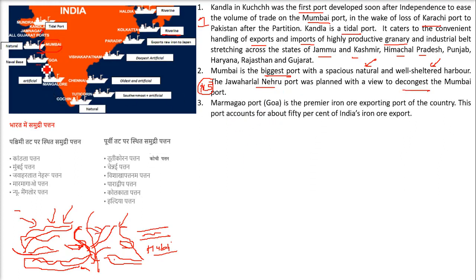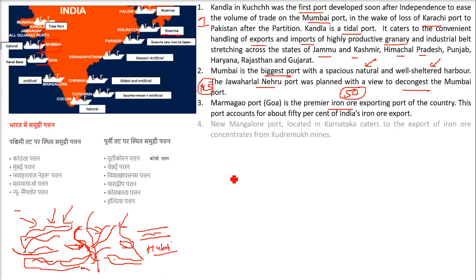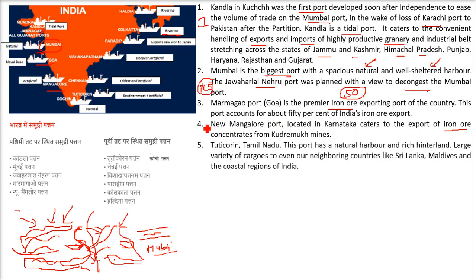Then we have here Goa. Marmagao is the premier port for exporting iron ore. So 50% of the iron ore goes from this place, Marmagao. Then New Mangalore port here in Karnataka is exporting the iron ore which is coming from the Kudremukh mines.